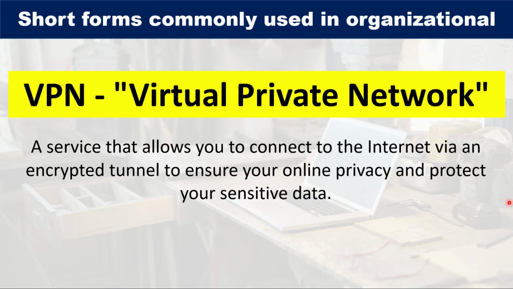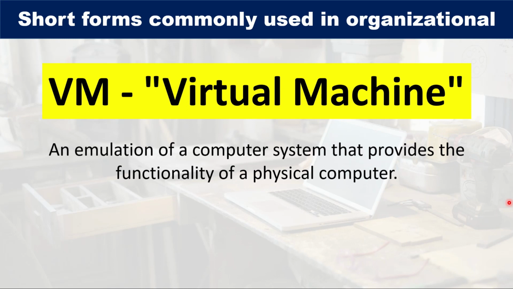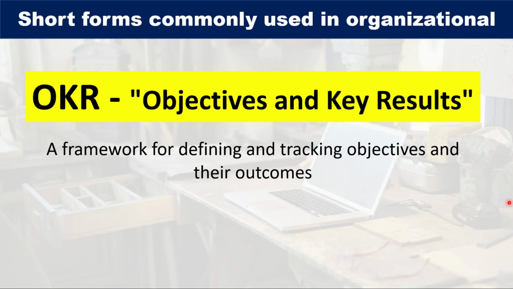Then VPN. VPN is related to connectivity or internet connections. It is a virtual private network. Then VM is nothing but a virtual machine. Then OKR means objectives and key results. It is a framework for defining and tracking objectives and their outcomes. At that time the shortcut we use is OKR.